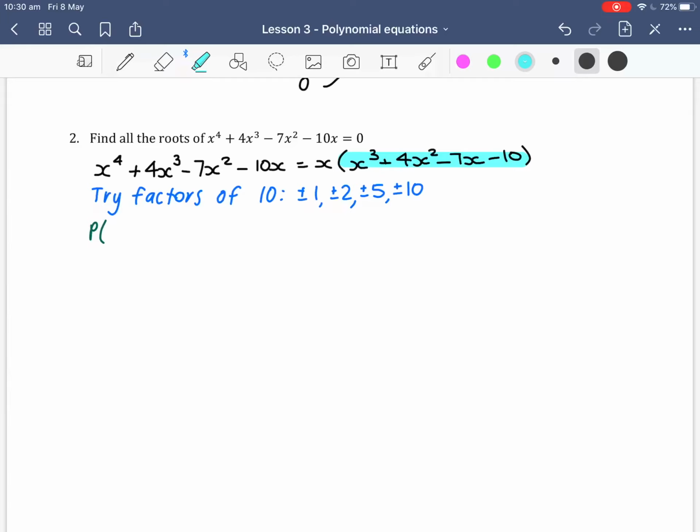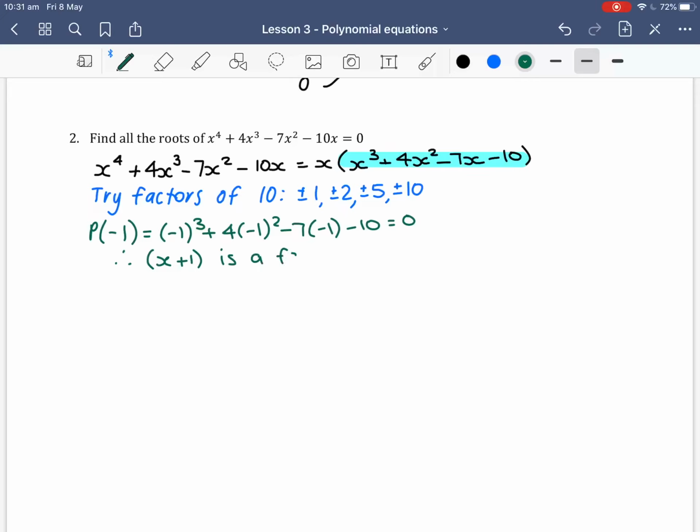So because 1 doesn't work, let's sub in minus 1. That gets us 0. So when we sub in negative 1 into our polynomial, we get negative 1 cubed plus 4 times negative 1 squared minus 7 times negative 1 minus 10, which equals 0. So therefore we get that x plus 1 is a factor. So then we're going to divide our x cubed plus 4x squared minus 7x minus 10 by x plus 1.